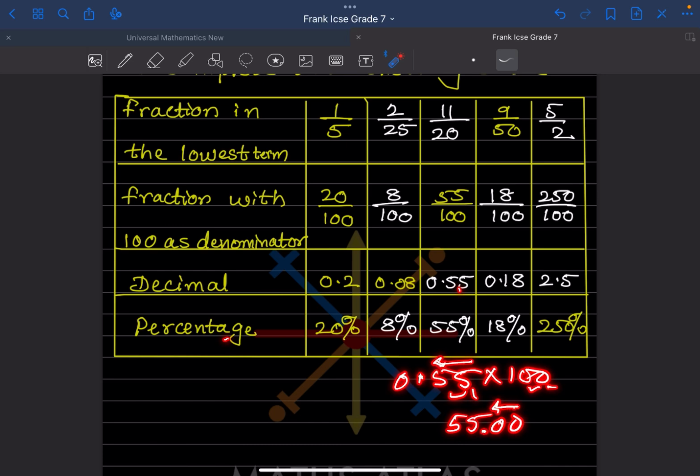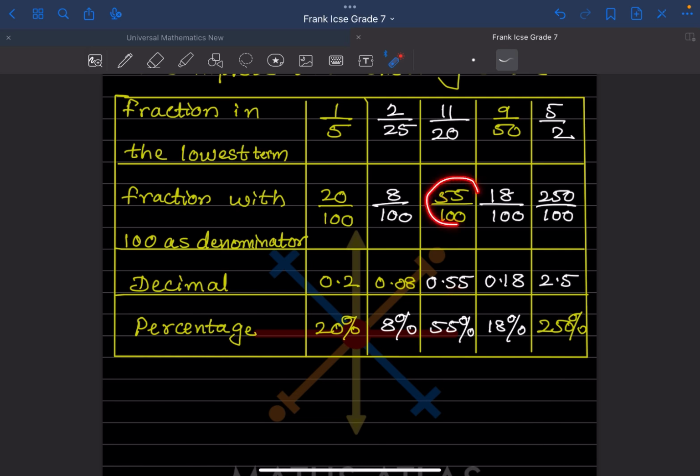So that is going to be 55%. And how will you write the fraction with 100 as denominator? You know that the number is 55, so 55 divided by 100. When you do this cross-checking, you will get 0.55. And in the lowest term, 5 11s are 55, 5 20s are 100. So that will be 11 by 20.